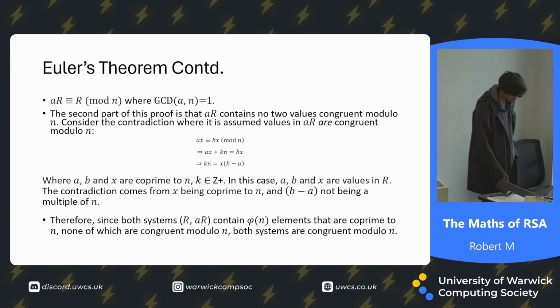So now we've proven that AR is congruent to R modulo n, since both systems contain finitely many elements that are co-prime to n, none of which are congruent modulo n.